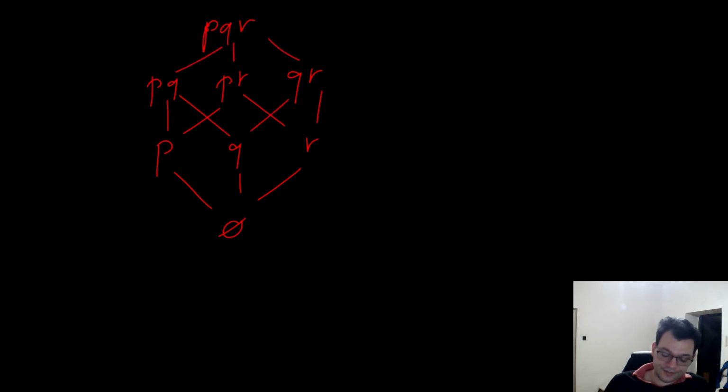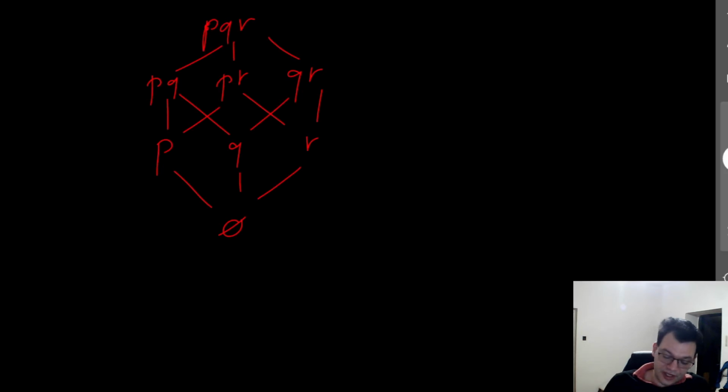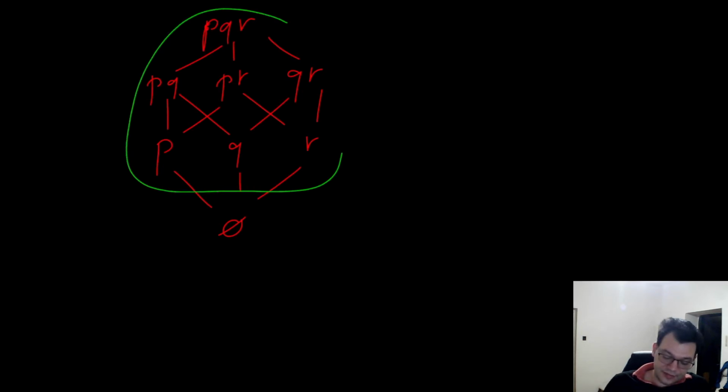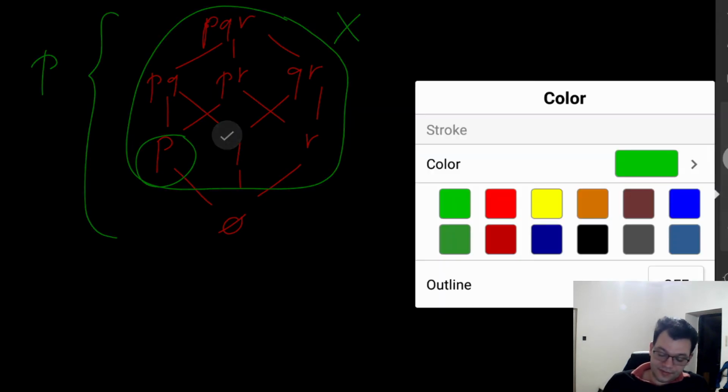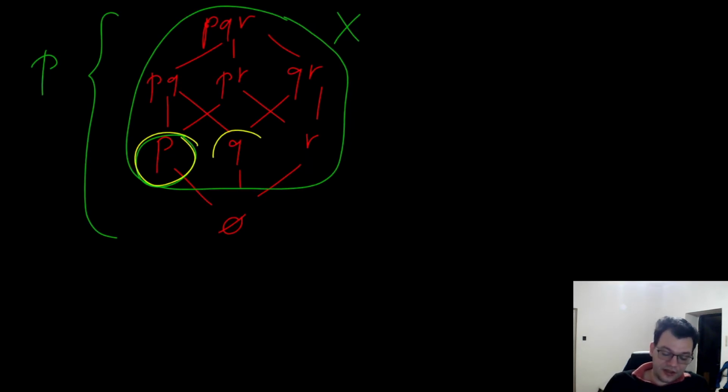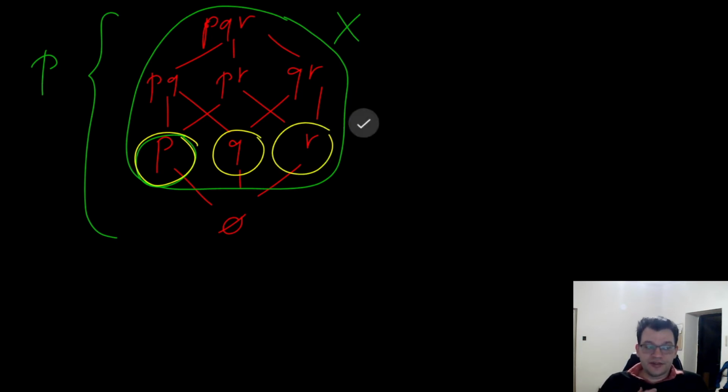So we have this, and I can pick, say, this as X. So this whole structure is the poset P, and I have this X. Then P, Q, and R. Since within X there is no element below P, this means that P is a minimal element.